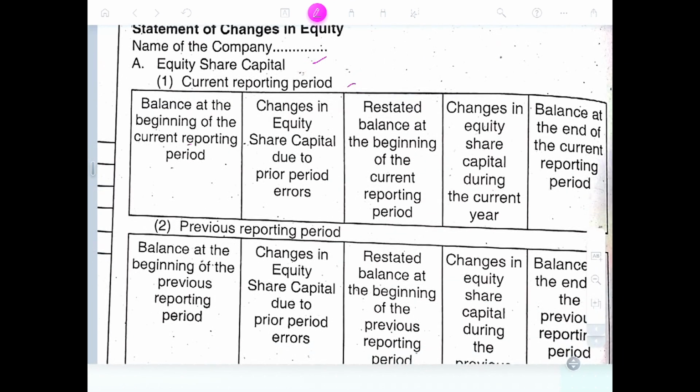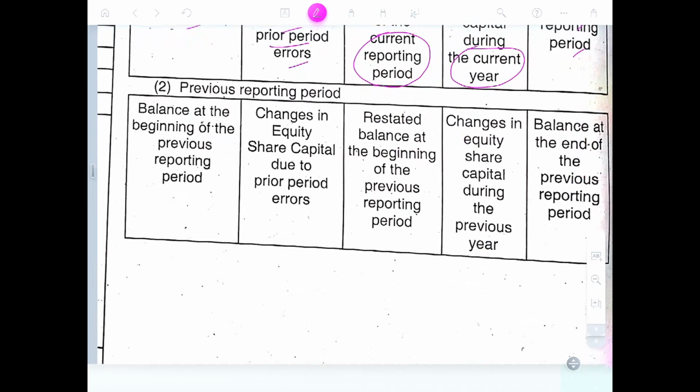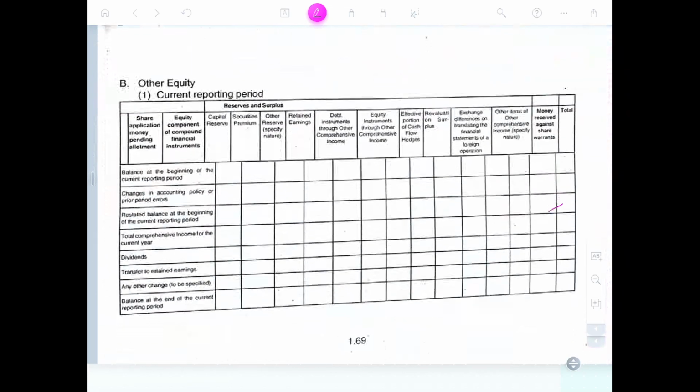Balance at the beginning of the current period, changes in equity share capital due to prior period errors, restated balance at the beginning of the current period, changes in the equity share capital in the current period, balance at the end of the current reporting period. Previous reporting period: balance at the beginning of the previous reporting period, changes in equity share capital due to prior period errors, restated balance at the beginning of the previous reporting period, and changes in equity share capital during the previous year, balance at the end of the previous reporting period.